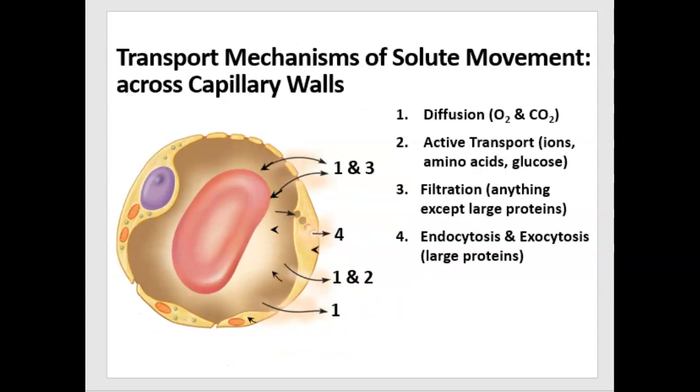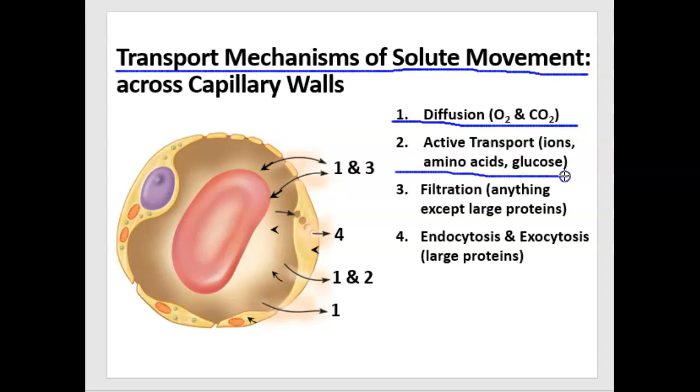Now, just because there's a location for something to move, that doesn't necessarily mean that it will. Instead, the same transport mechanisms that we studied in A&P 1 are involved. So any substance that's going to move could be through various processes. One, it could be diffusion.